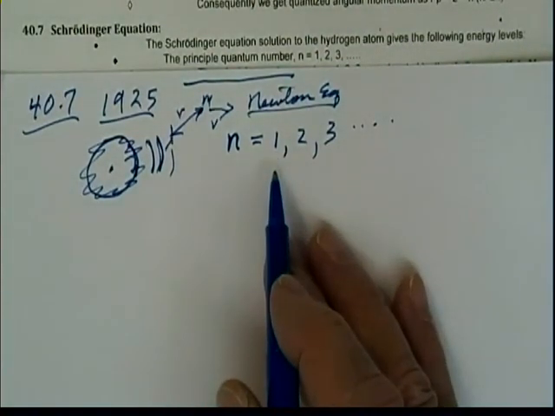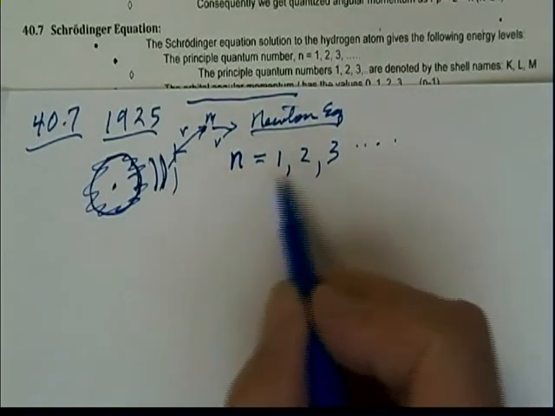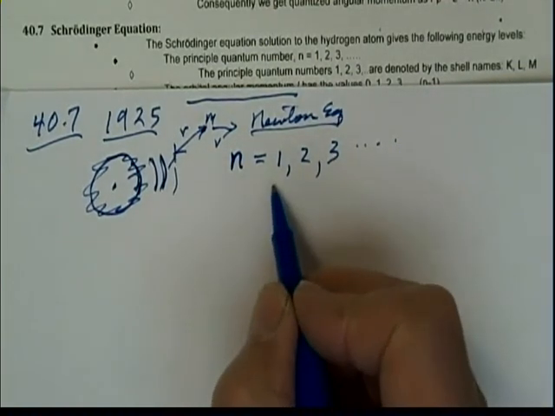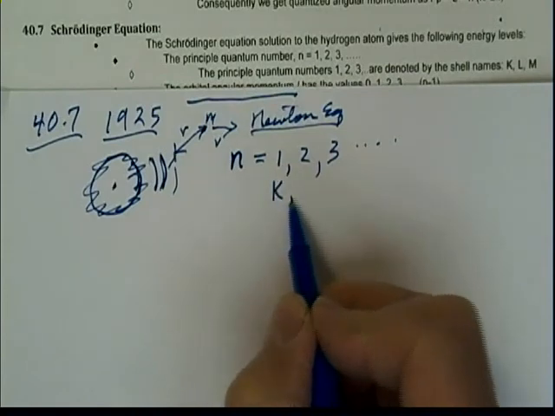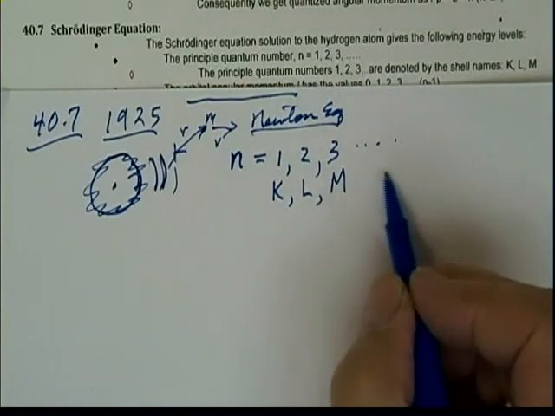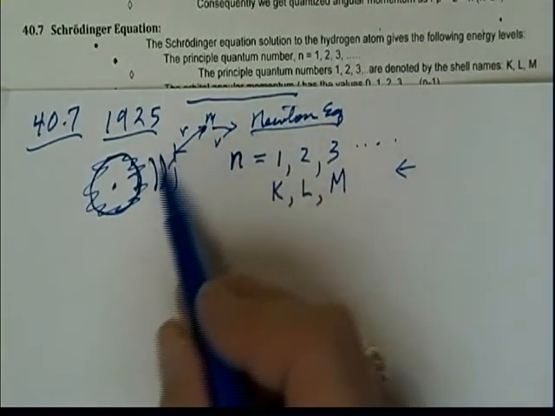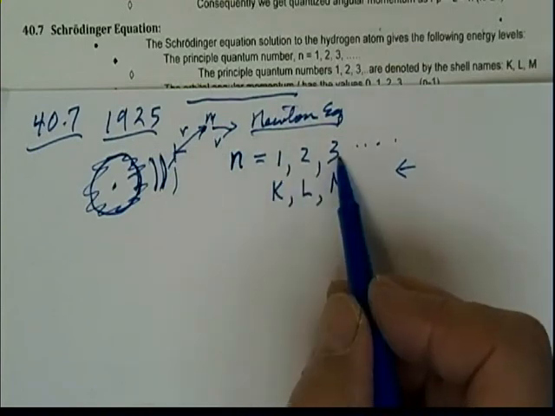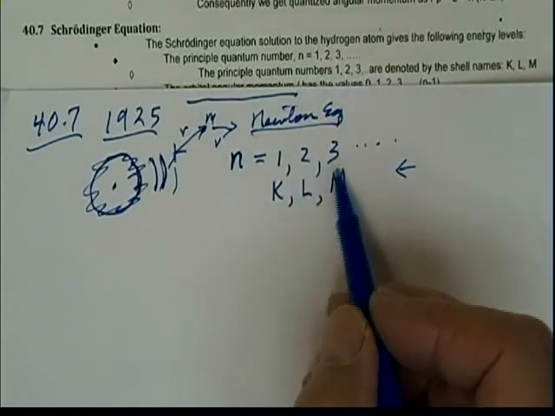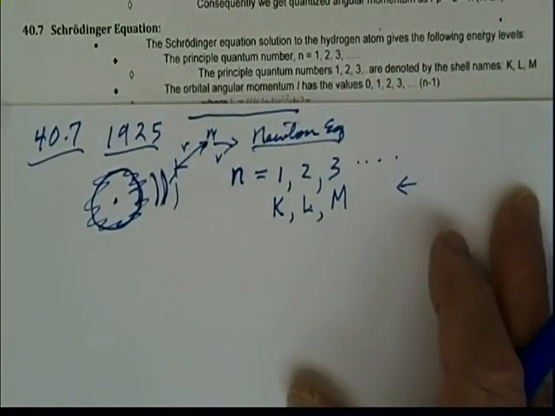Having that principal quantum number, these quantum numbers are denoted by names. This is called the K shell, the L shell, and these are capital letters, the M shell. And this comes from previous designations before people understood what these various levels or shells were doing. They had named them the K, L, M, and so forth shells.